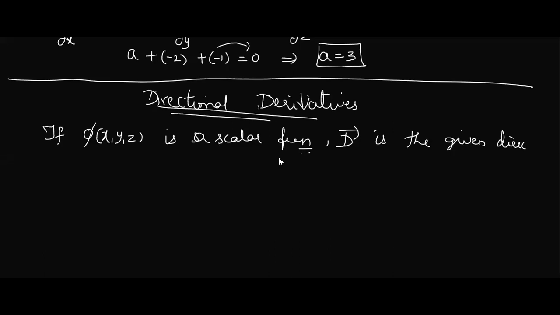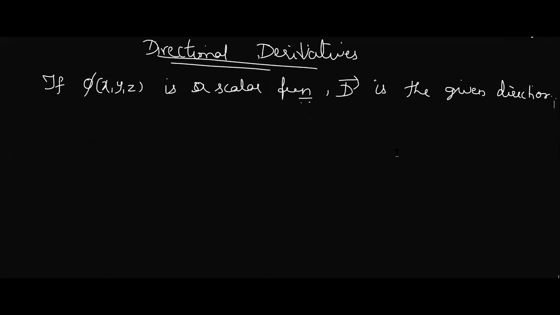Why do we have to take it like this? Because we are defining the term here. For the directional derivative, we should have a scalar function, and then we should have a direction. And that direction, obviously, is a vector. So it is from A to B, that is some vector d bar, suppose.